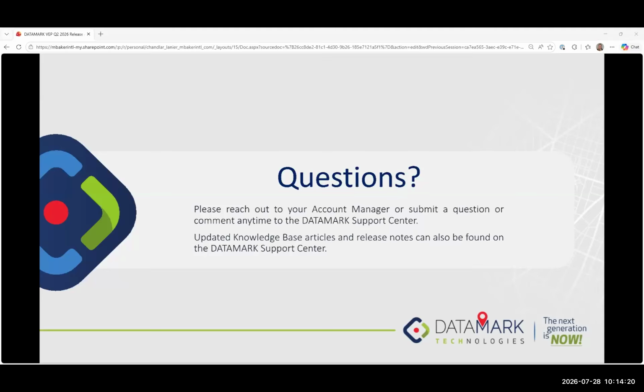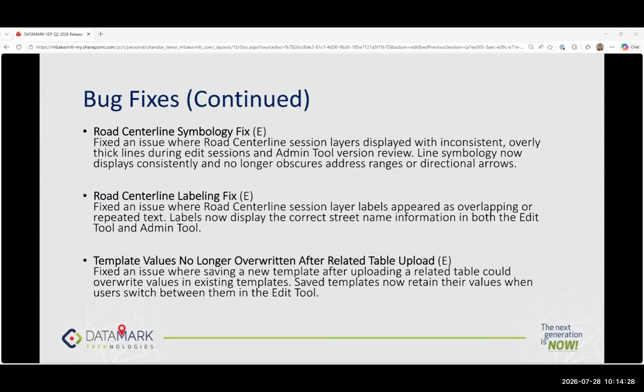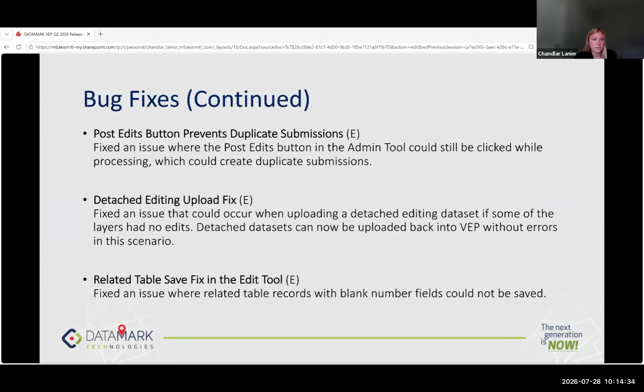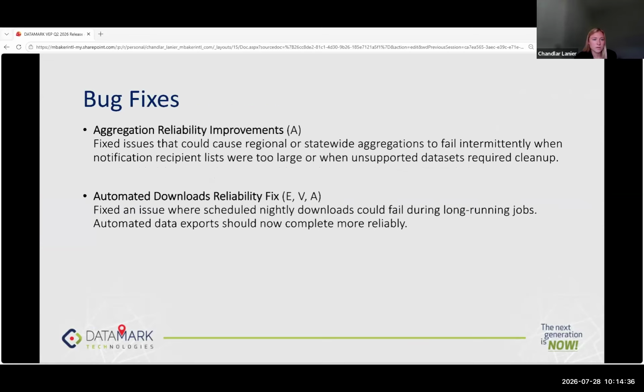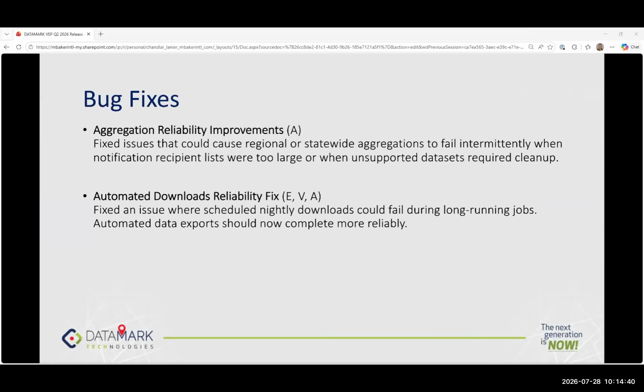Sure. There was a bug fix you talked about in the auto download, I think. Can you expand on the auto download fix? Because I don't recall that feature. Let's see. Which one are you referencing? Auto download? Right there. Auto download reliability. Fixed an issue where scheduled nightly downloads could fail during long-running jobs. Automated data export should now complete more reliably.